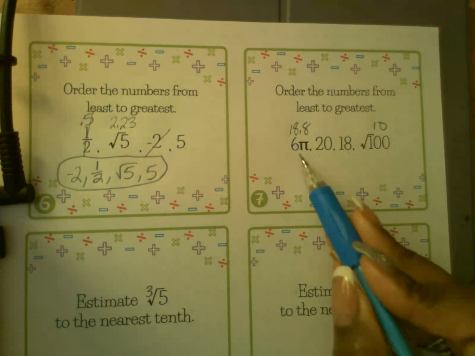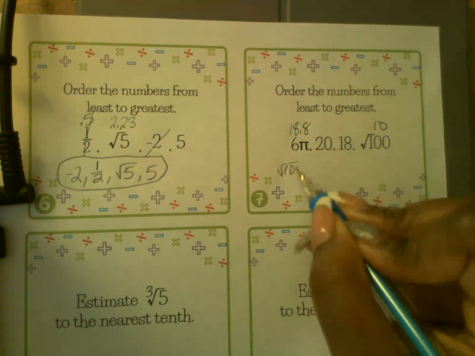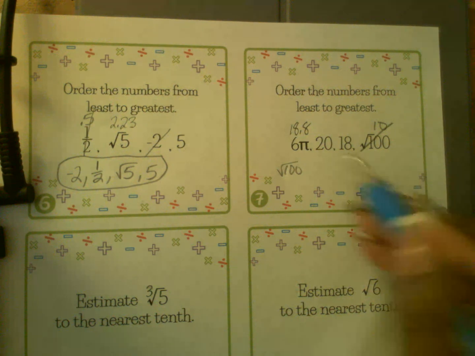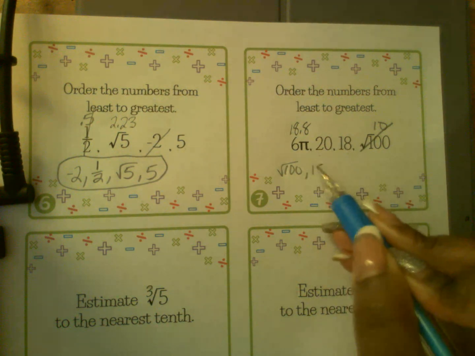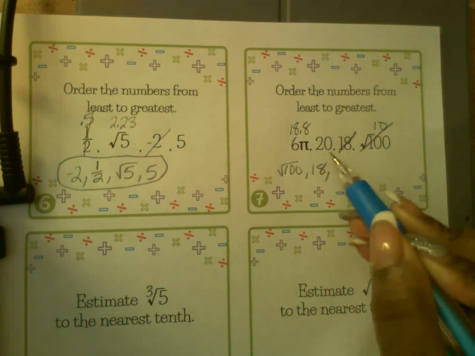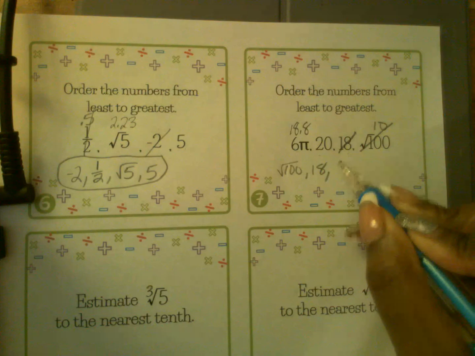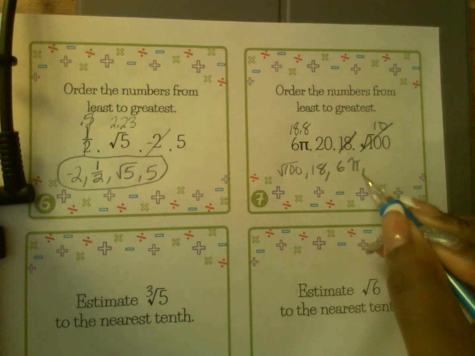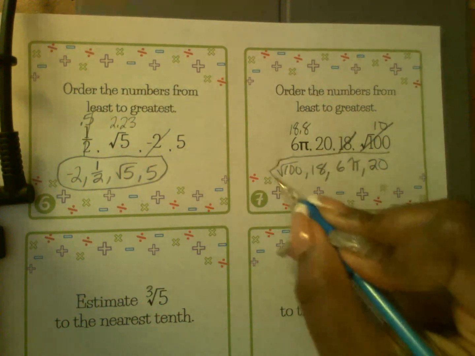So the smallest number out of these is the square root of 100 because that's just 10. Mark it out. The next to the smallest is going to be the 18. Mark it out. The next to the smallest is going to be 6 pi. So we have 6 pi here. And last is, of course, 20. Okay. That's the highest number. So this is our answer here.